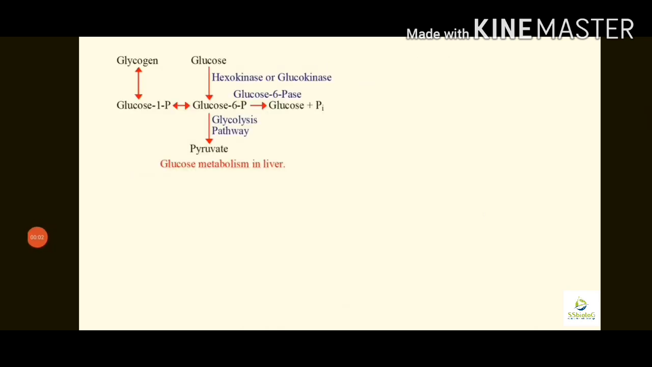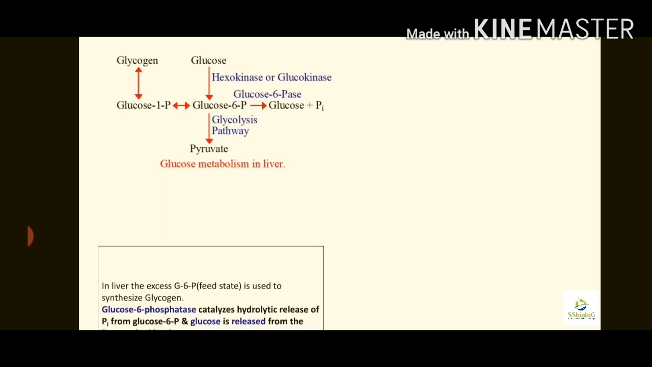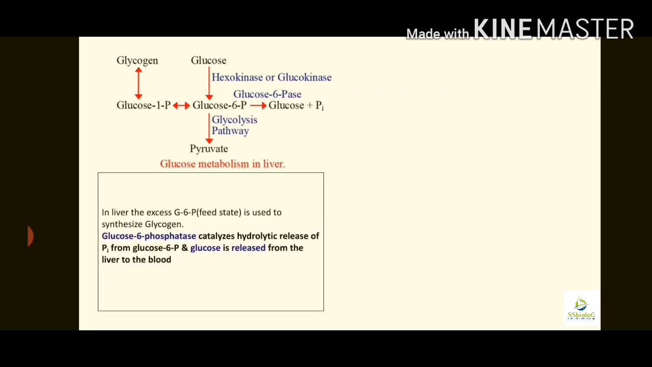The fate of glucose 6-phosphate inside the liver is shown in the diagram. It can move through the glycolytic pathway and produce pyruvate, or it can move to the glycogen synthesis pathway and glycogen is produced, as glycogen is the storage form of glucose. In the liver, the excess glucose 6-phosphate is usually synthesized to glycogen. Another important enzyme which is present in the liver is glucose 6-phosphatase, which hydrolyzes glucose 6-phosphate and produces glucose. Its function we will discuss in some other videos.